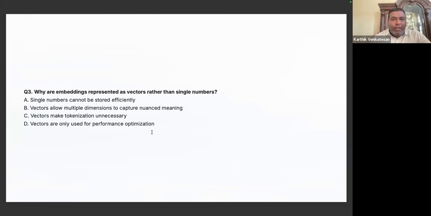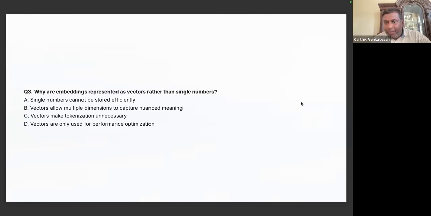Okay, next one is, why are embeddings represented as vectors rather than single numbers? It's kind of repeating what I mentioned in a different way. Single numbers cannot be stored efficiently. Vectors allow multiple dimensions to capture the nuanced meaning.